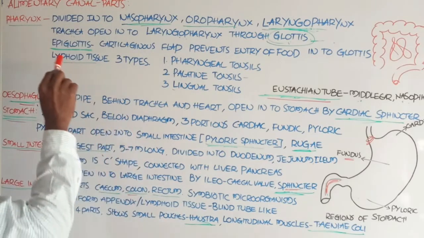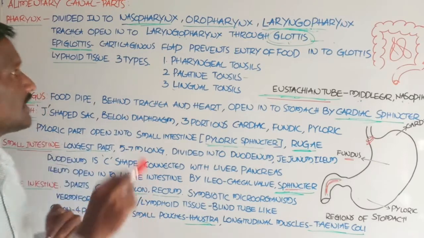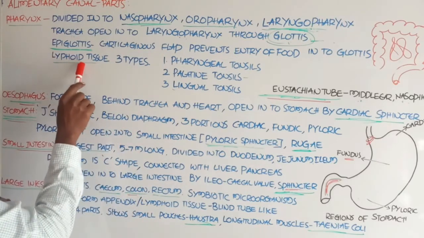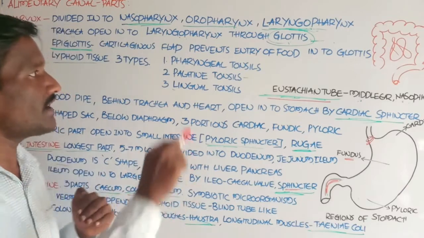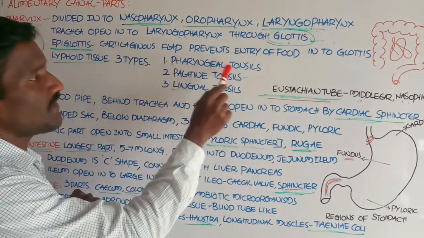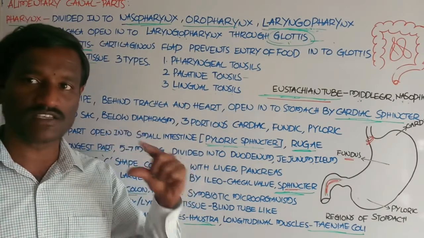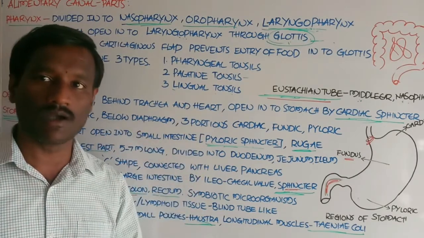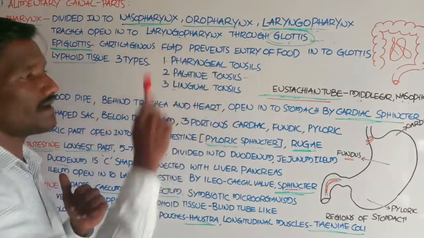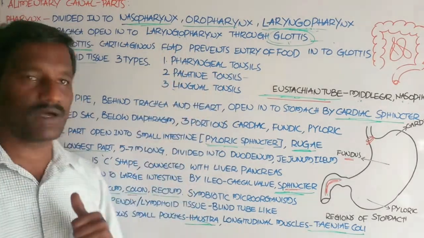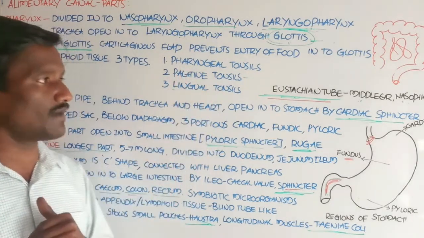Okay, students, the wall of the pharynx consists of voluntary muscles, and it also consists of lymphatic tissue. There are three types of lymphatic tissue. One is the pharyngeal tonsils. Pharyngeal tonsils may become enlarged in children. These are called adenoids. Another is the palatine tonsils, one pair in number, and the lingual tonsils are also one pair in number.